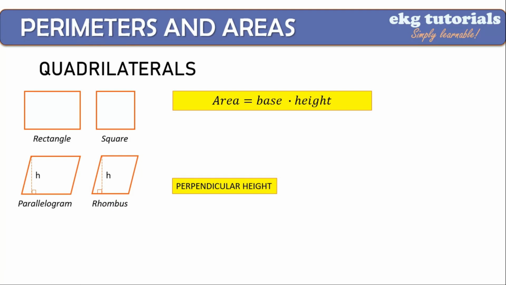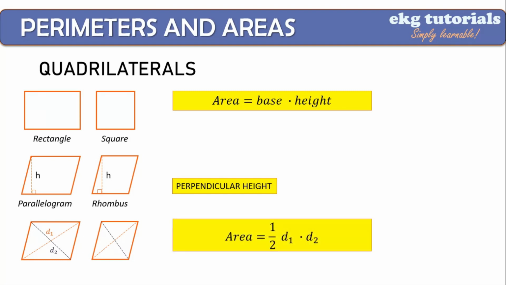Now, what if naman, hindi given yung base at saka height, pero given tayo ng diagonals. So, in this case, given tayo ng diagonal 1 and the length of diagonal 2. Okay? Now, kapag binigyan tayo ng diagonals, yung area naman ng quadrilateral will be equal to 1/2 diagonal 1 times diagonal 2. Okay? So, yan yung formula in solving this particular shape.